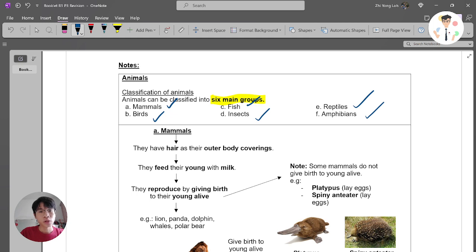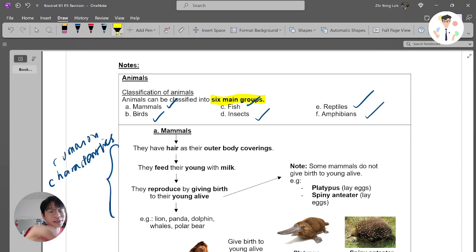Okay? So basically you can see that mammals, then it grows down, there are different things, right? All of these things I will just call the common characteristics of the animals, okay? In simple terms. So mammals. What are the common characteristics of mammals? Mammals have hair as the outer body covering.